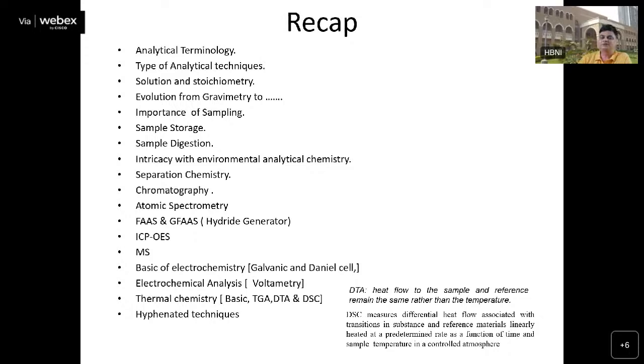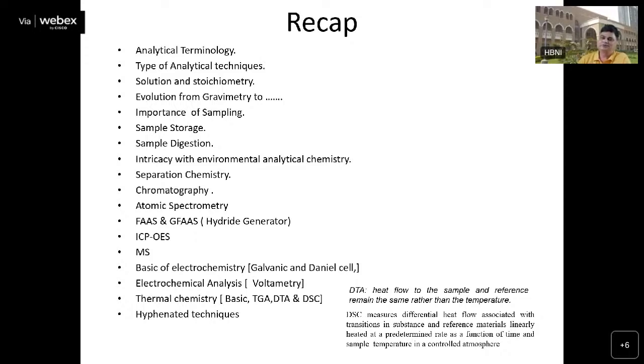Then we had discussed some of the basics about electrochemistry. We discussed both types of cells: those where chemical energy is converted to electrical energy, like the Daniell and galvanic cell, and where electrical energy is converted to chemical energy, as in the case of electroplating.